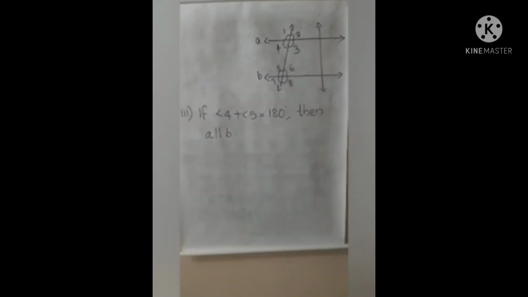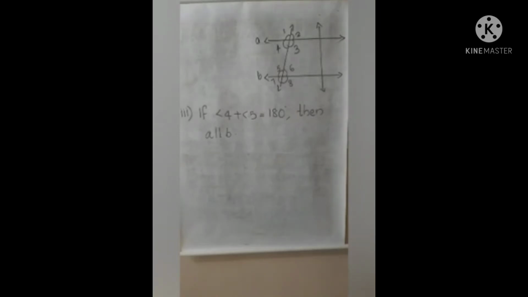Now third statement, if angle 4 plus angle 5 is equal to 180 degrees, then we have to prove A parallel to B. Now here what is given in the question, angle 4 plus angle 5 is 180 degrees. The sum of angle 4 and angle 5 is 180 degrees.